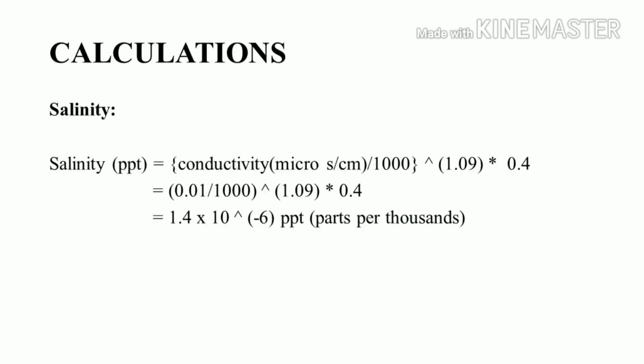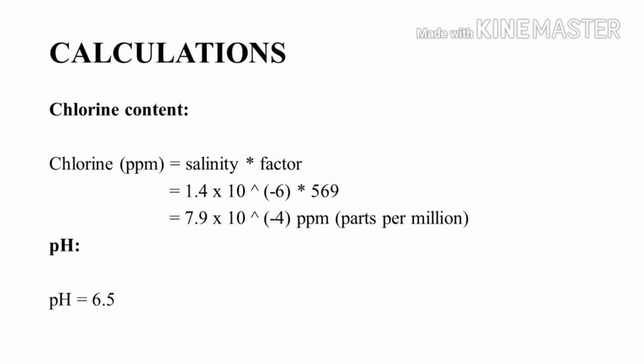And next, the calculations for salinity is done. Salinity is found out in PPT, which is parts per thousand, and it is given by conductivity by 1000 the whole power 1.09 into 0.4. That is 0.01 divided by 1000 the whole power 1.09 into 0.4. That is 1.4 into 10 power minus 6 PPT, which is parts per thousand.